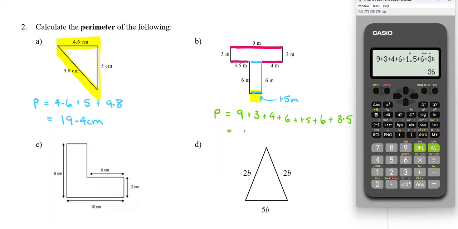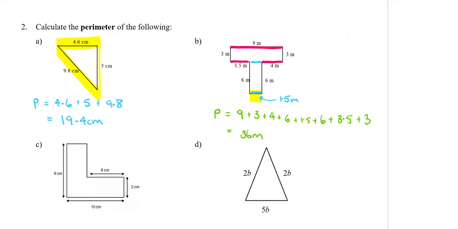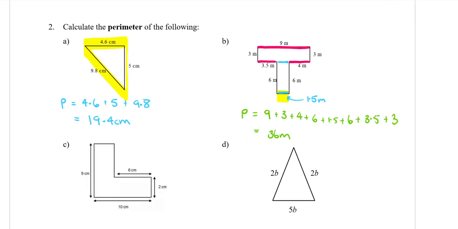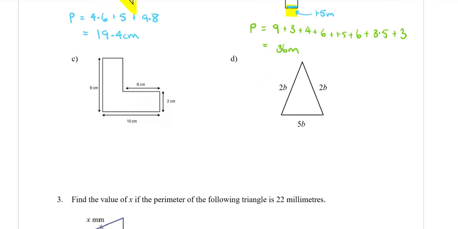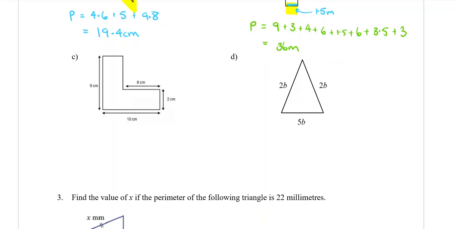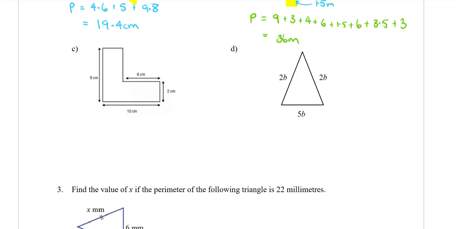So that equals exactly 36 meters. Make sure you always remember to include units in your answer. Part C, another shape that's got a lot of rectangles in it, but we have some missing sides.